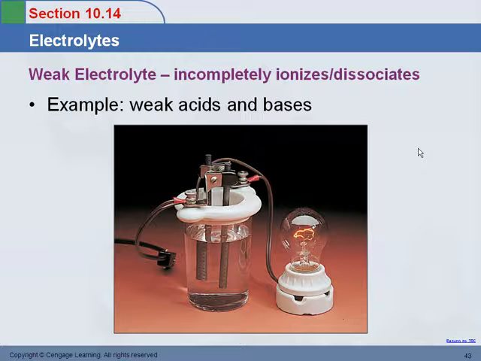In addition to weak acids and bases, weak electrolytes also include insoluble ionic compounds, because if you'll recall, insoluble ionic compounds actually do dissolve just a little bit, making them a weak electrolyte.